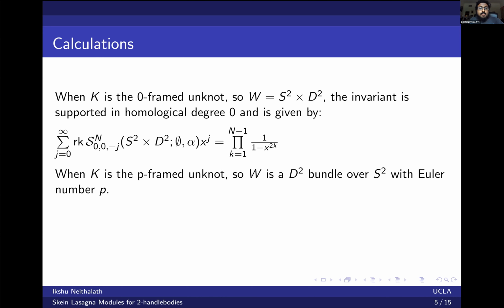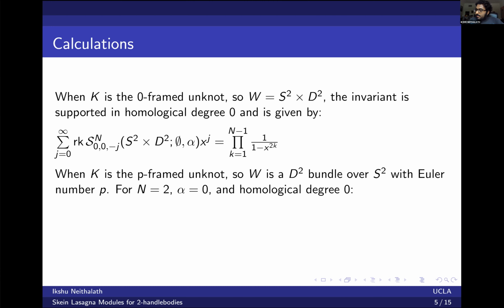The next simplest case is if you take the P-framed unknot. Now already things are going to get a bit more complicated. In this case, the 4-manifold is a disk bundle over the sphere with Euler number P. To use the theorem, we're going to have to compute the Khovanov-Rozansky homologies of cables on the P-framed unknot. Those are torus links, and in general it's not really known how to write down an explicit formula for the Khovanov-Rozansky homologies of an infinite family of torus links. But in some very special cases, this can be done.